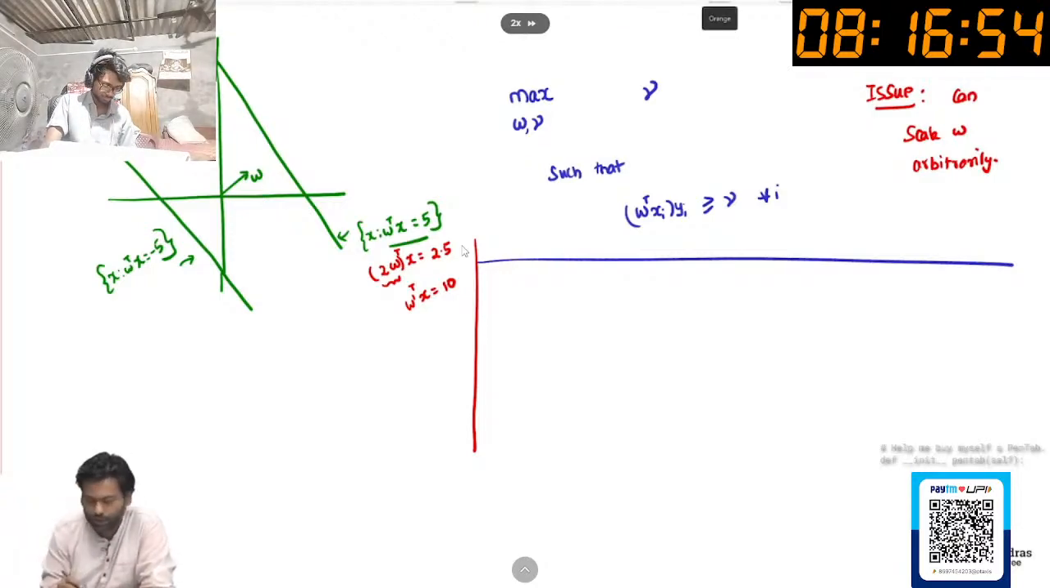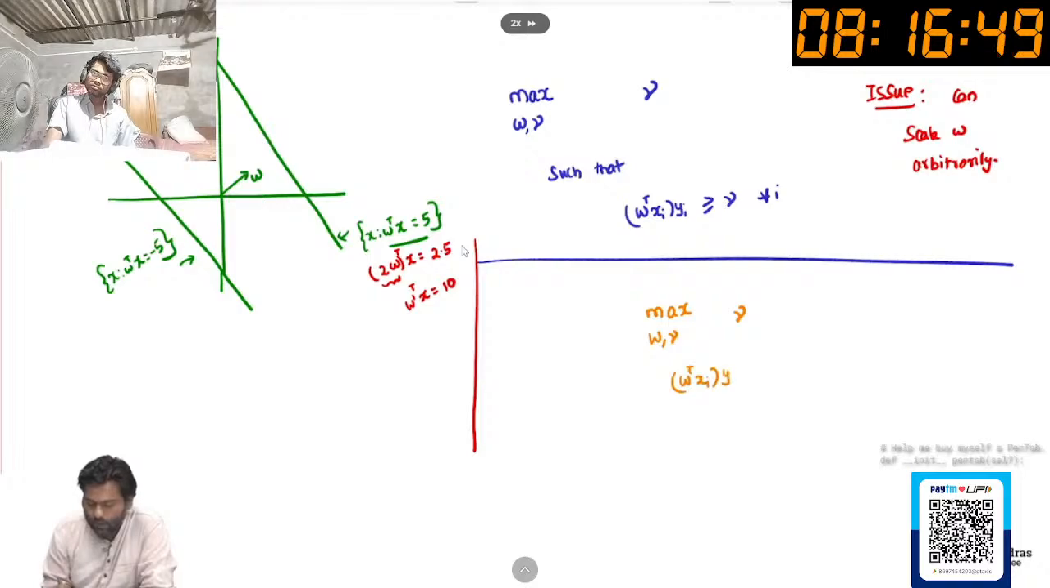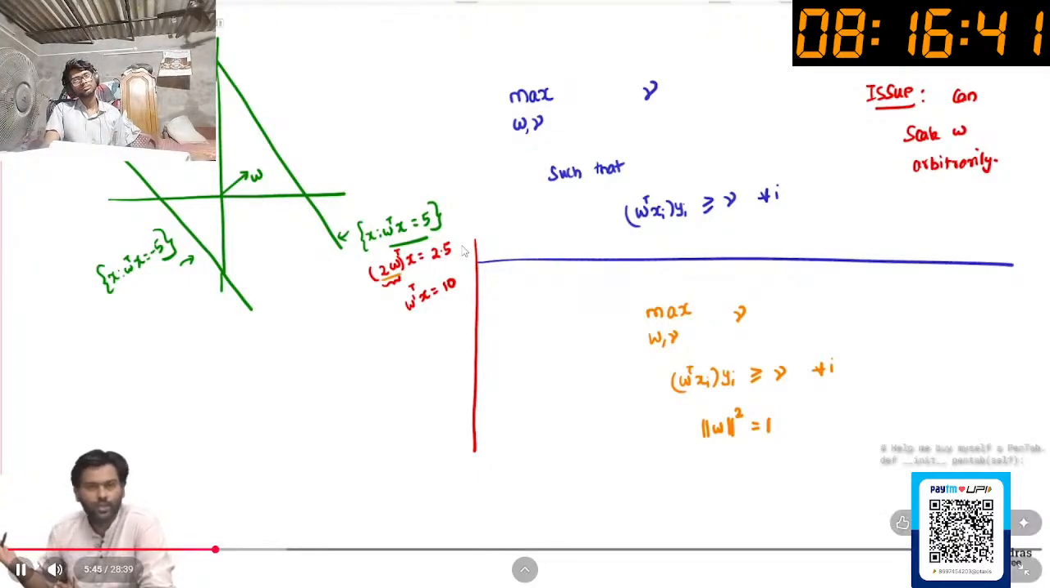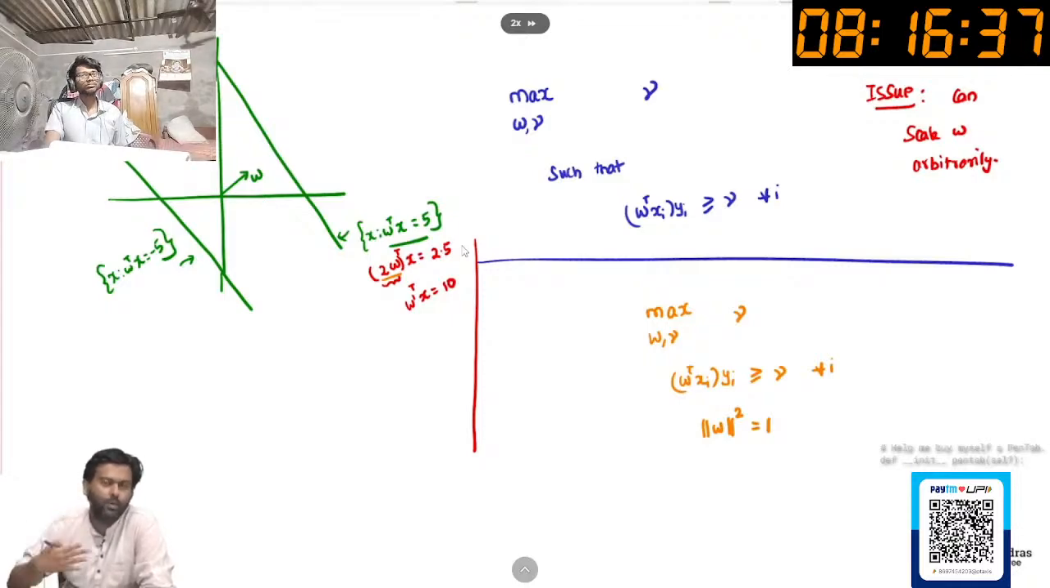Our modified formulation is going to be maximize over W and gamma such that W transpose xi into yi is greater than or equal to gamma. Nothing changes so far, but then we are only going to allow W such that norm of W is 1. So I cannot scale W. The moment I do W to 2W, the length of W changes. The norm squared becomes 4 times, because I'm scaling W by 2, so the norm squared is multiplied by 2 squared, which is 4. So it's no longer going to be 1. So 2 times W is not going to satisfy this condition, so we cannot just arbitrarily scale. So this is a possible solution to this problem.